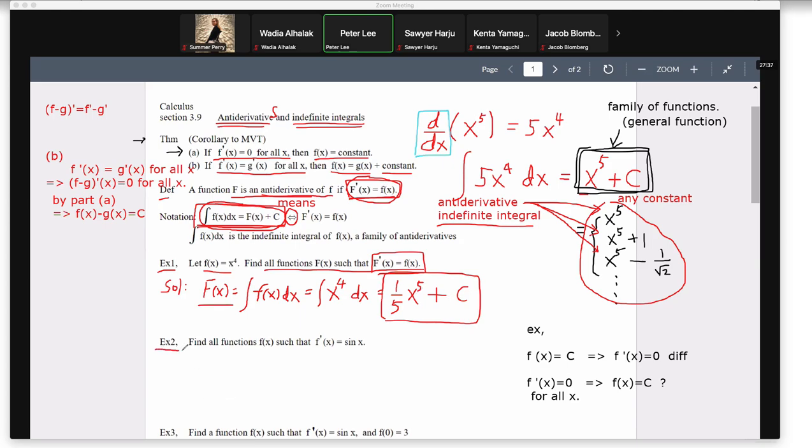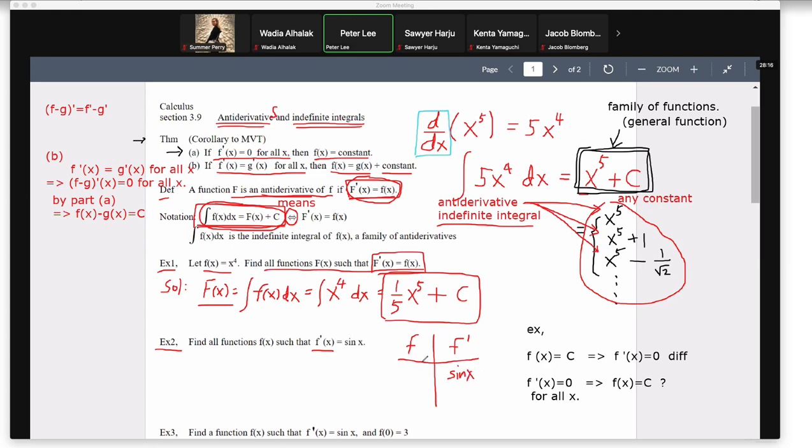And now let's look at example 2. Find all functions f such that f prime is equal to sin x. So now what are the functions whose derivative is sin x? Tell me what the function f is going to be. If you have a function here, you can create a chart. Let's create f prime. Here we're saying that this is sin x. What could the function be?